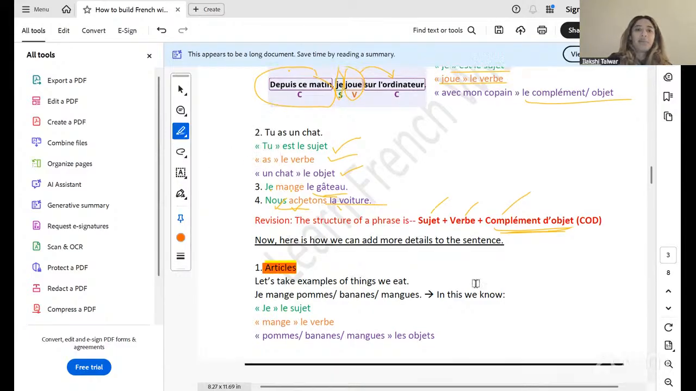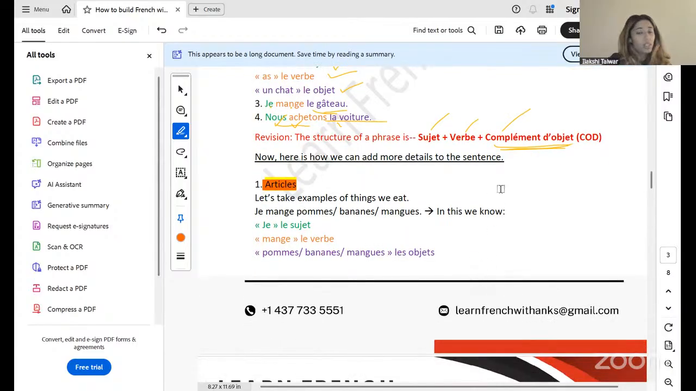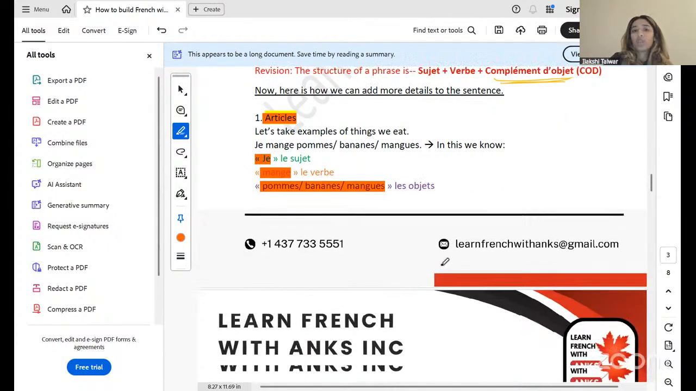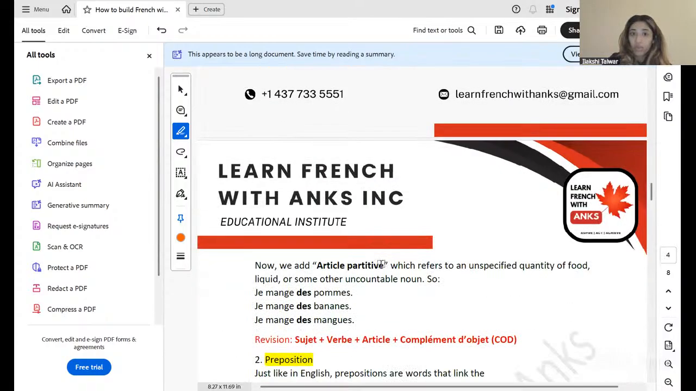Articles, very, very basic. So the example that we just saw, je mange, my subject and my verb. If I add my article and my objet, this entire thing becomes my object. So, je mange les pommes. Je mange les bananes. Je mange les mangues. If I, let's say, want to replace it with partitive articles.